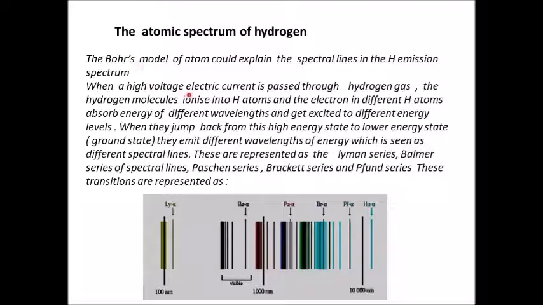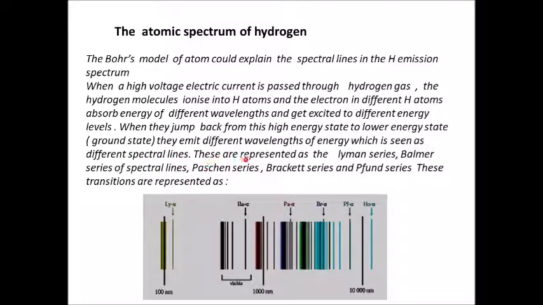When a high voltage electric current is passed through hydrogen gas, the hydrogen molecules ionize into hydrogen atoms, and the electrons in different hydrogen atoms absorb energy of different wavelengths and get excited to different higher energy levels. When they jump back from this high energy state to a lower energy state, say the ground state, they emit different wavelengths of energy, and these are seen as different spectral lines.